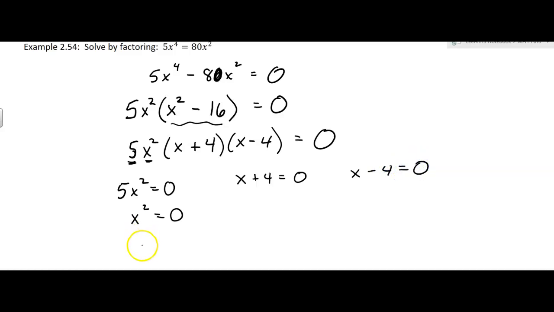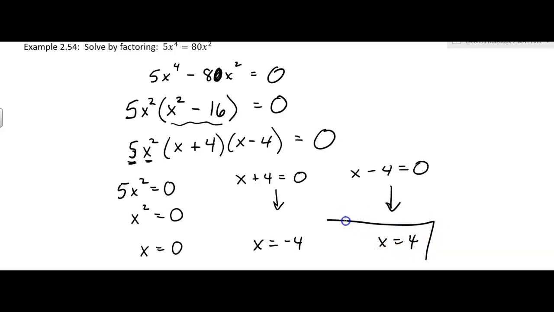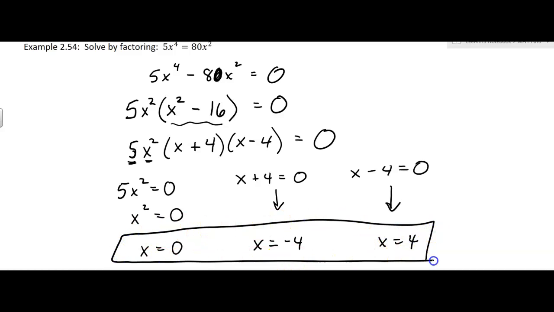And so in this first equation, I get x equals 0 if I take the square root of both sides. You don't have to worry about plus or minus because 0 is not positive or negative. Then if I subtract 4 from both sides, I get x equals negative 4. And if I add 4 to both sides, I get x equals 4. So there are 3 solutions: 0, negative 4, and 4.